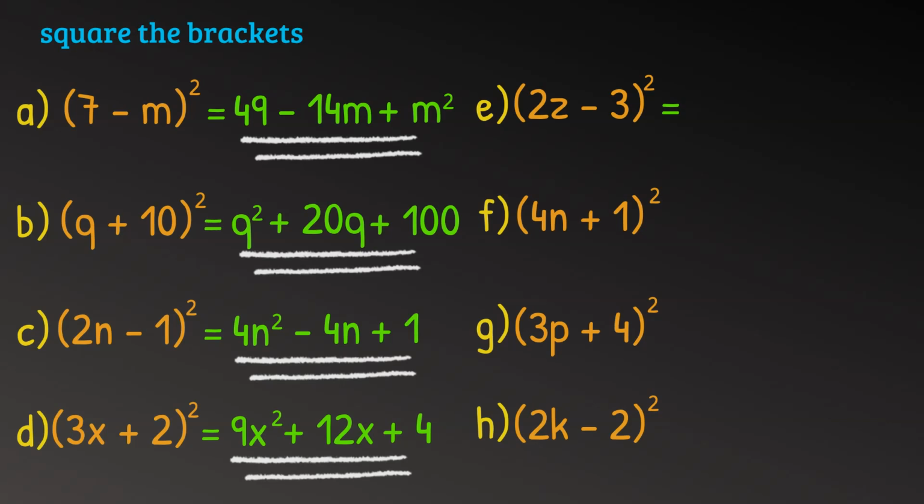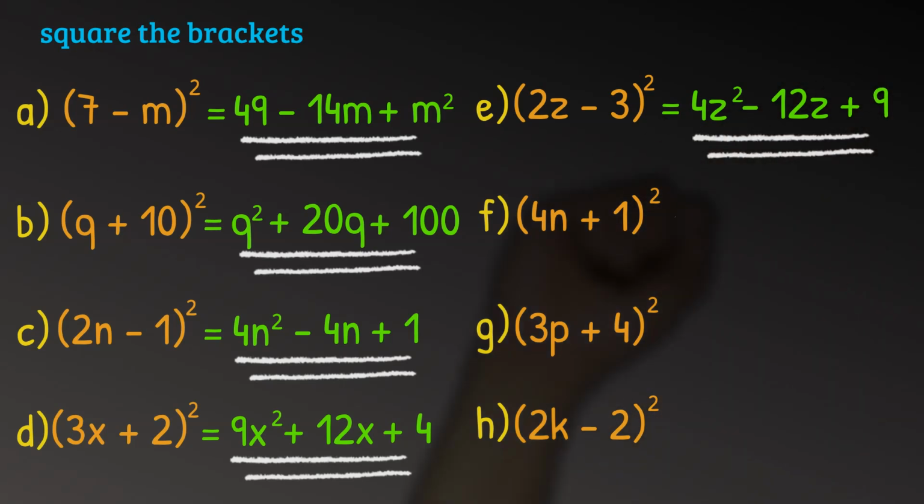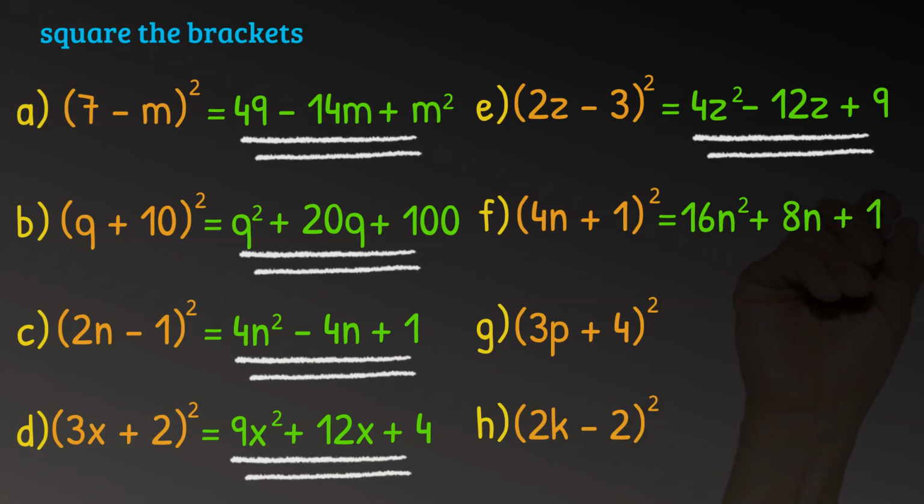In E, we have 2z times by 2z, which is 4z squared. Then we have 2 lots of minus 3 times 2z, which is 2 lots of minus 6z, so minus 12z, and then minus 3 times by minus 3 is plus 9. So in F we have 4n times by 4n, which is 16n squared. Then we have 2 lots of plus 4n, so that gives us plus 8n, and then we have 1 times 1, which is just plus 1.